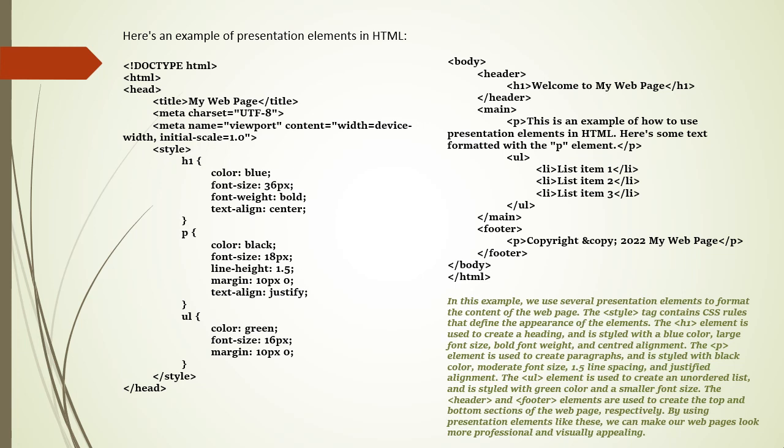As we discussed above, the p tag tells about a paragraph, a group of text. That will appear in black color, with 18 pixels, a spacing between the lines of 1.5, and a margin and text align. Similarly, you use an unordered list, and this unordered list will appear in green color, with a font size of 16 and a margin of 10 pixels. This is the end of the presentation elements in HTML.